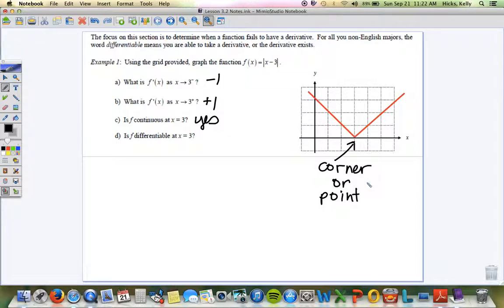Look at what's happening to the derivative. As you approach from the negative side and you get closer and closer to x equals 3, the derivative is staying exactly at -1. The derivative all through here is -1. And then all of a sudden, just at a brief, teeny tiny split second of time, the derivative jumps and is suddenly a +1.